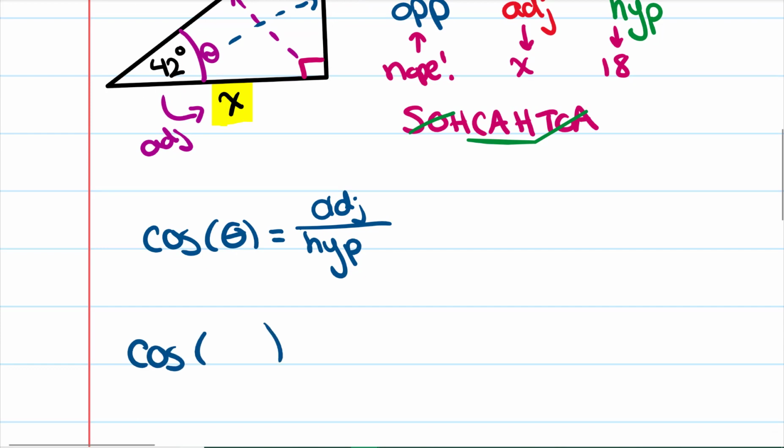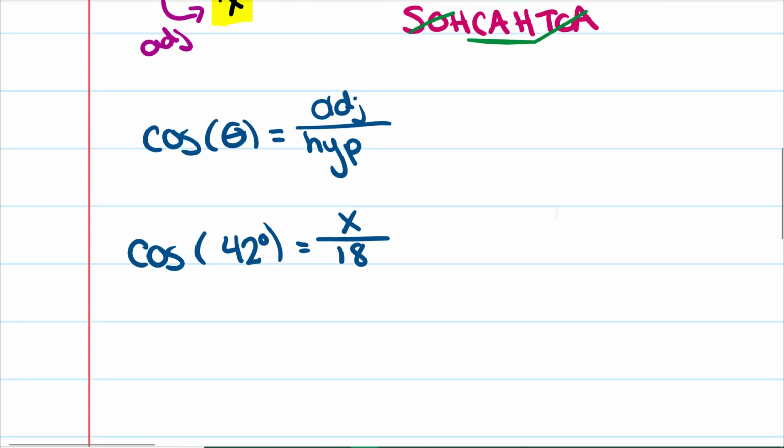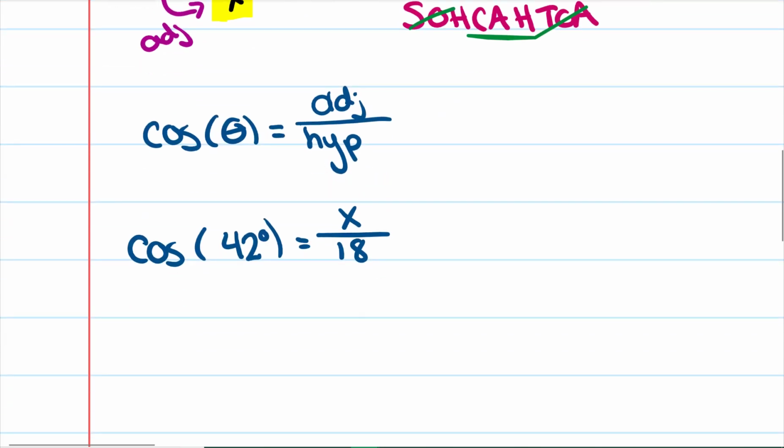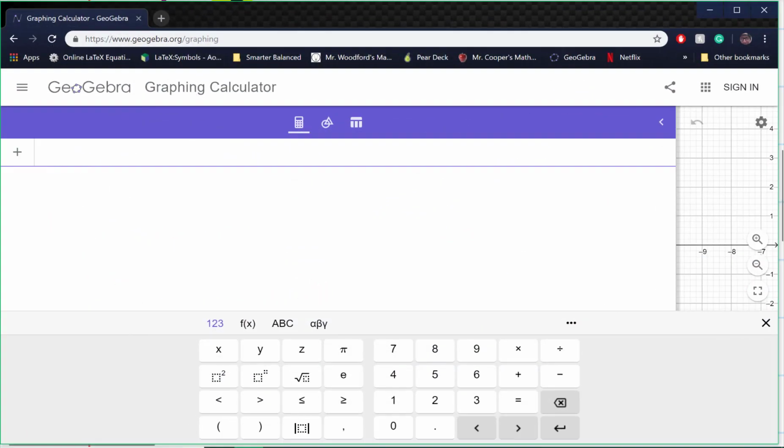And so that's how we're going to set up this problem. Cosine, and our theta is 42 degrees, is equal to adjacent, which is x, divided by the hypotenuse, which is 18. And now all we have to do is solve for x. So we're going to multiply both sides by 18. And you get 18 times cosine of 42 degrees is equal to x. And now all you have to do is put that in your calculator. So be careful, if you're using your iPhone, you might have to put them in a different order. But if you're using a scientific calculator or an online program, you should be able just to type it in.